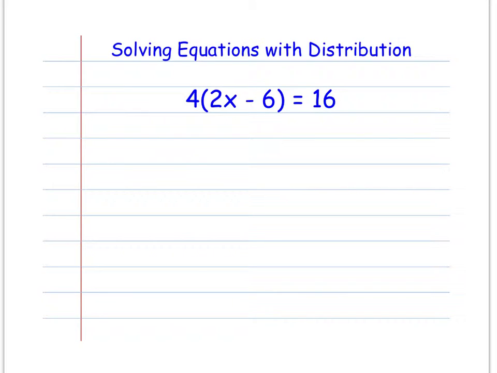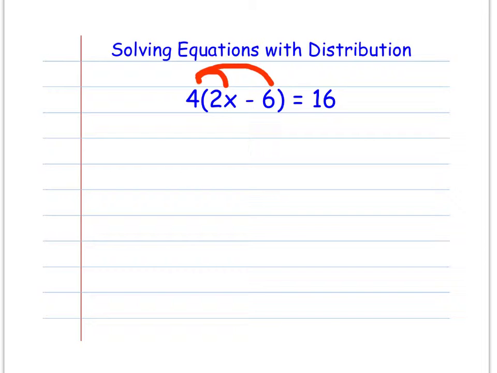So we've been working on solving equations, and we've been working on using the distributive property. So today we're going to put those two things together. So we have an equation that has the 4 on the outside and then the 2x minus 6 in the parentheses. So we know we need to use the distributive property, so we're going to use the distributive rainbow here.